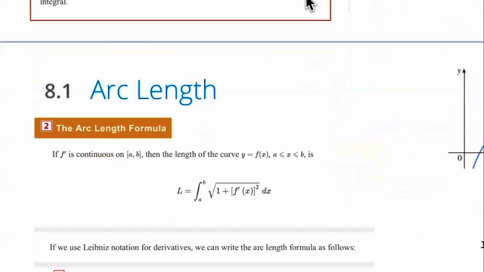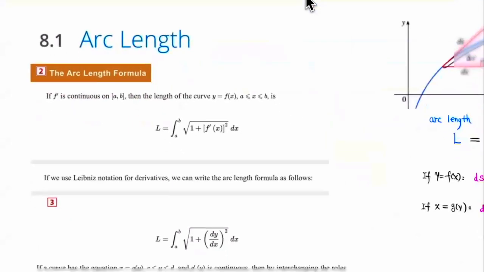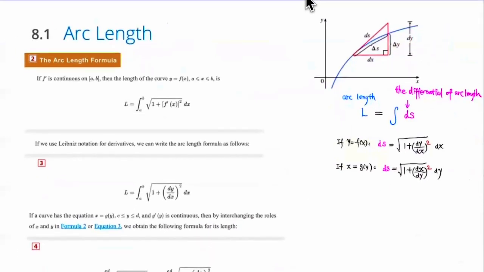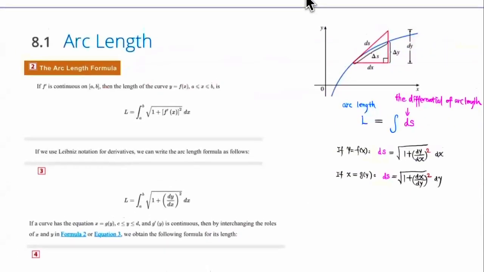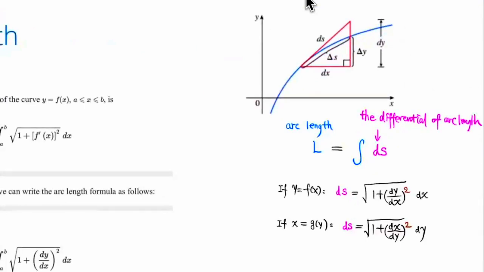Okay, and then we go to chapter 8. For chapter 8, we talk about arc length. The easy way to remember the arc length formula is this. It's the integral of the differential arc length, where this differential arc length ds can be written this way. If you have dx outside here, this is dy/dx. If you have dy outside here, you have dx/dy over here.